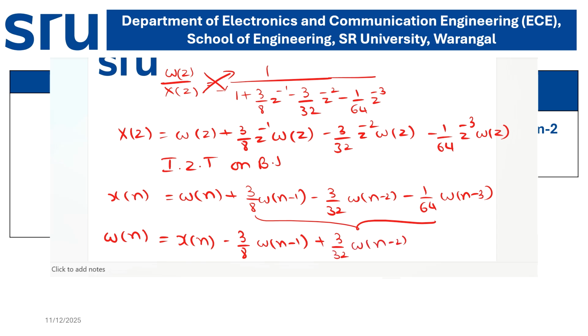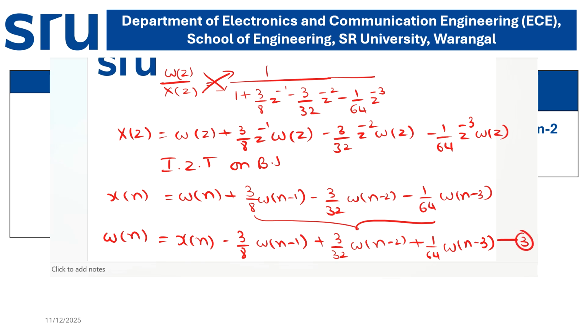All the positive coefficients become negative and negative coefficients become positive if you are going to the opposite side, either left hand side or right hand side, plus 1/64 w of n minus 3. So this is our final equation number 3.